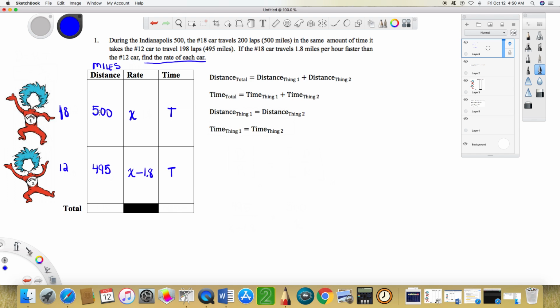Now, I suppose we could add these two distances together and have a total distance of 995. But I don't really see any justification or reason for doing that. So I don't think this is going to get us anywhere, at least at this point.